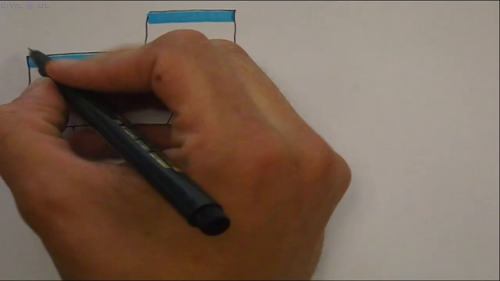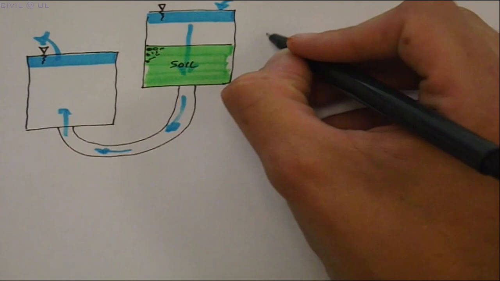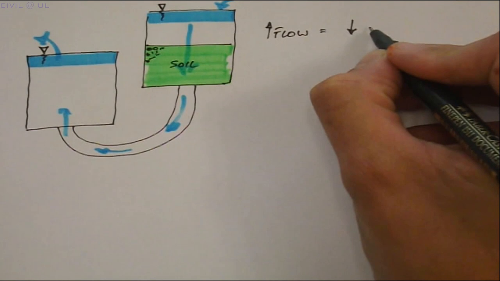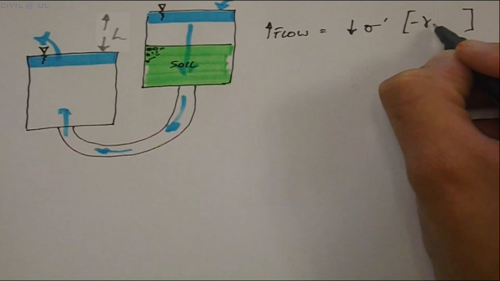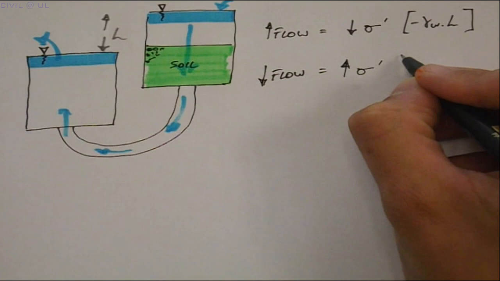Well, we're now experts on upward flow. What happens when the flow is downward? That is, when the reservoir is lowered as shown. We knew intuitively in our experiment that the upward flow led to a reduction in effective stress, which we found to be equal to gamma W times h. So we can argue that lowering the reservoir in the experiment by an amount h will result in an increase in effective stress, and that we can show mathematically that this is equal to plus gamma W times h.